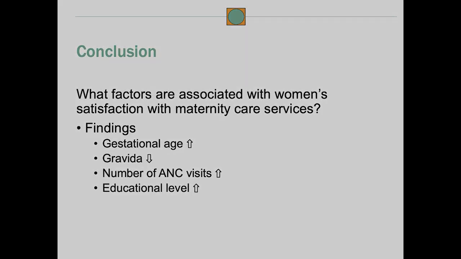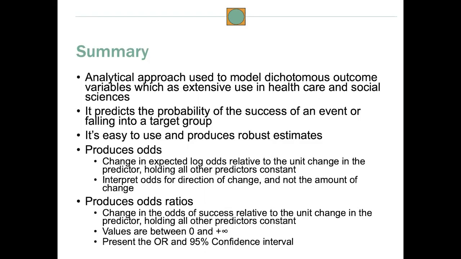They are important. To summarize, logistic regression is an analytical approach used to model a dichotomous outcome variable, and it has extensive use in the healthcare and social sciences. It predicts the probability of success of an event or falling into a target group. It's easy to use and produces robust estimates. We can get either the odds or the odds ratio.